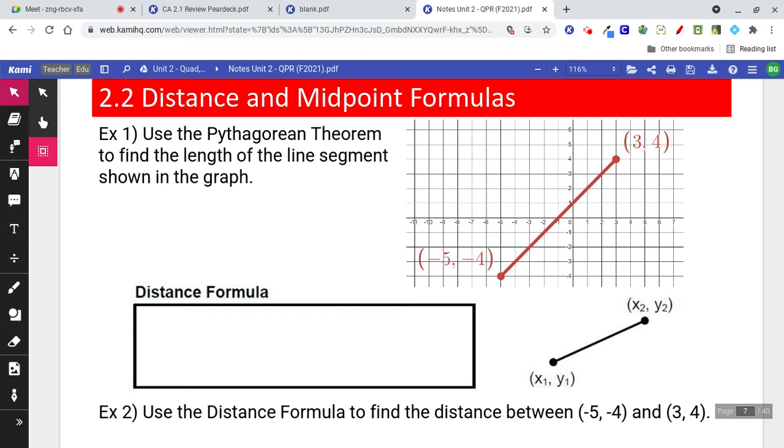2.2, distance and midpoint formulas. Example 1, use the Pythagorean theorem to find the length of the line segment shown in the graph.